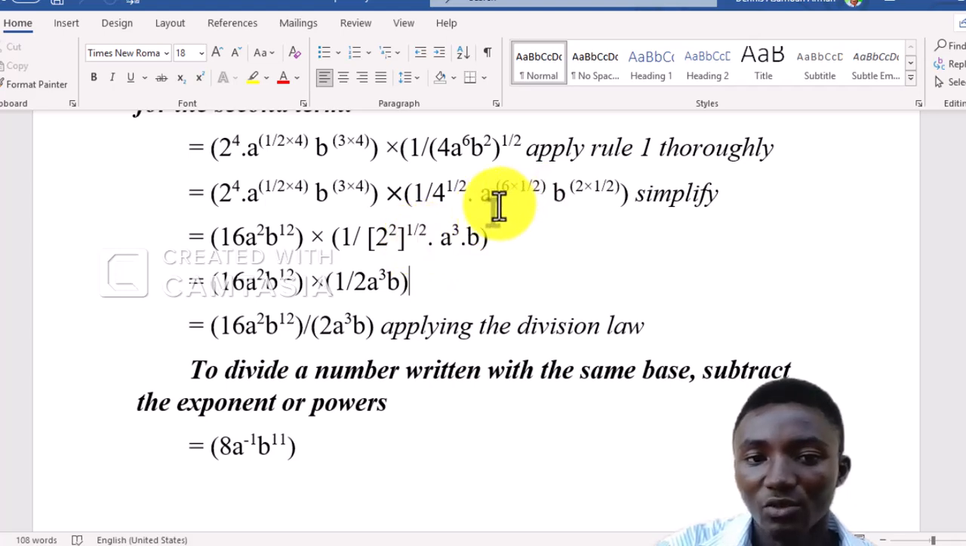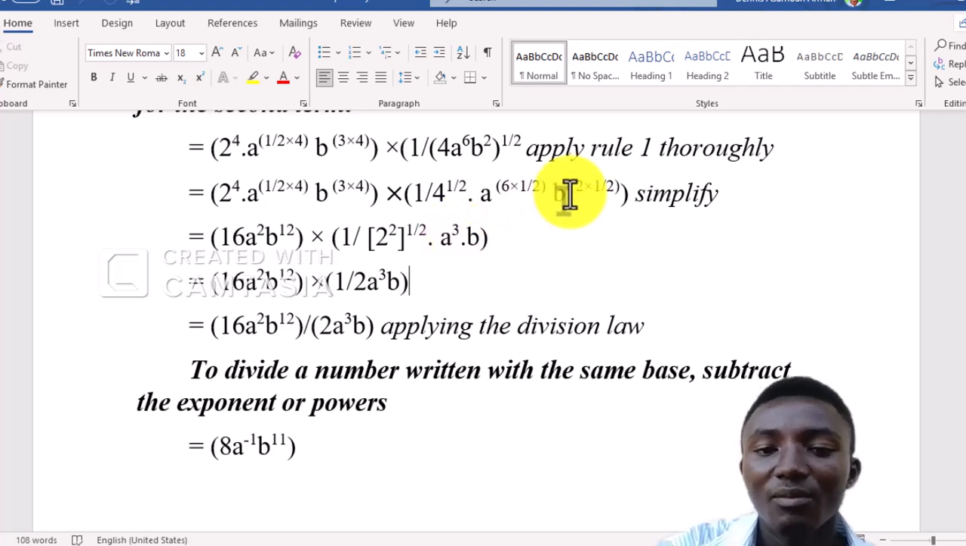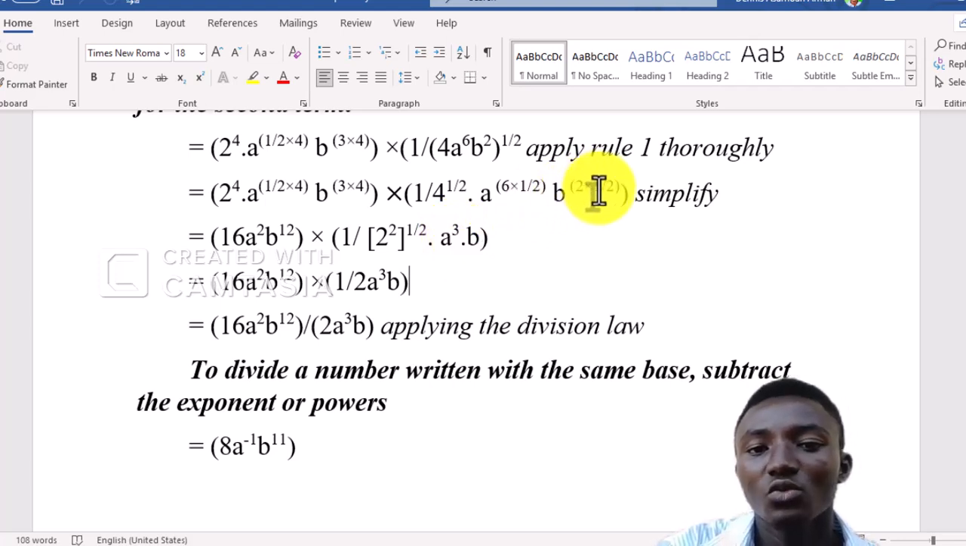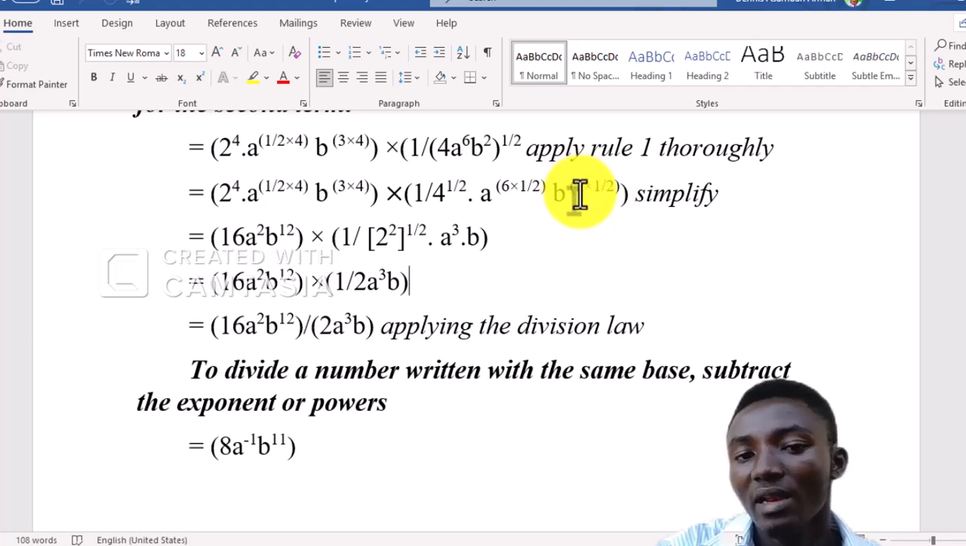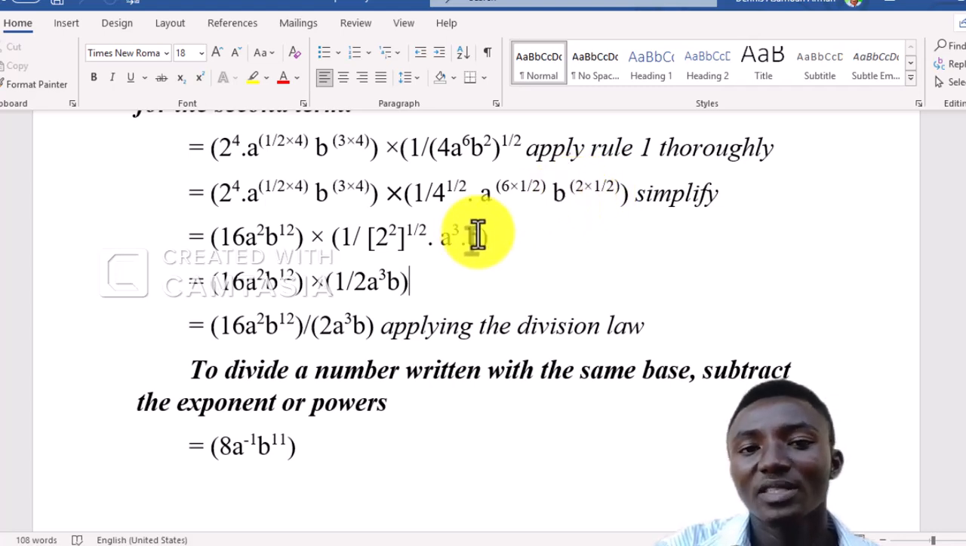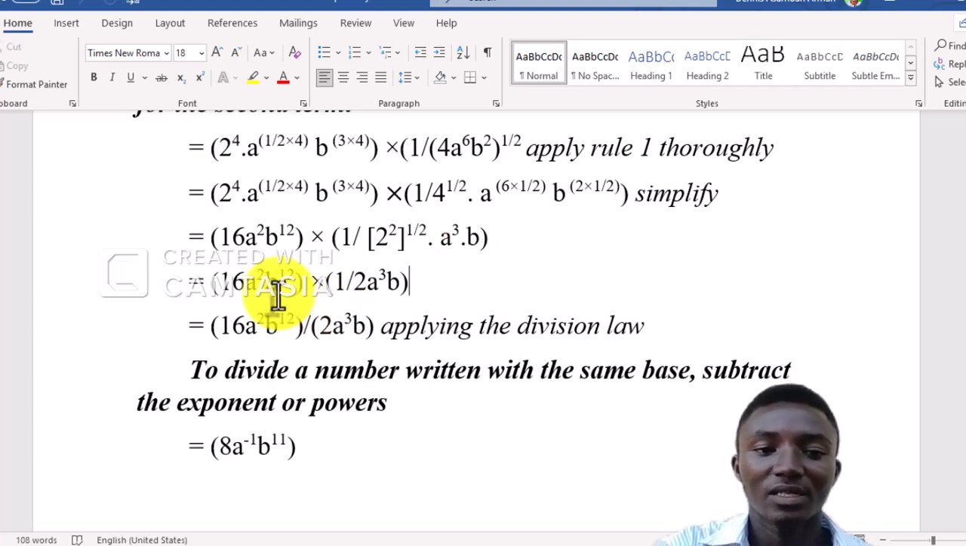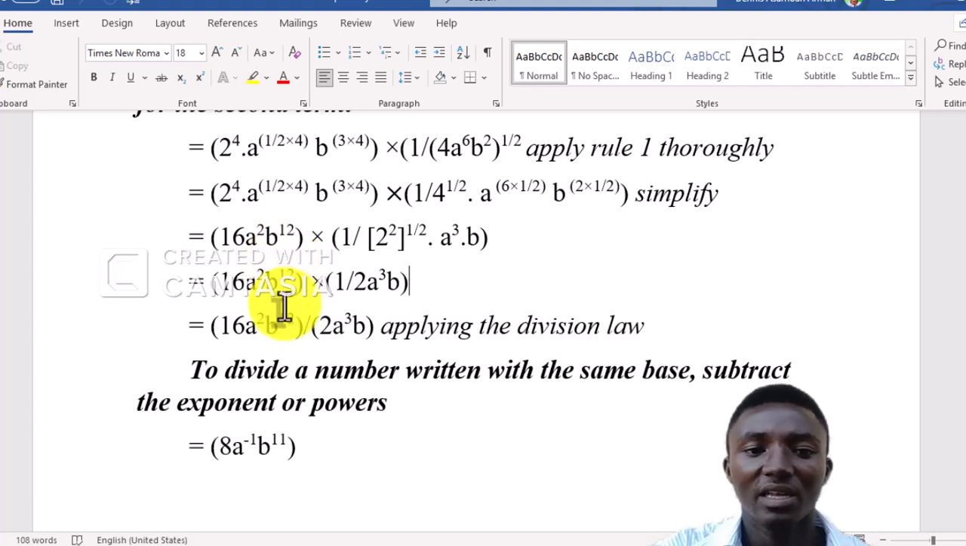Also, let's simplify the a, so multiply by the a raised to the power what? Don't forget 6 by half gives you what? 3. Yes, then the b, don't forget anytime you have a 2 multiplied by half, this 2 will cancel this one, leaving 1. Don't forget the 1, we don't normally present it in our expression, and I'm sure you understand that now.